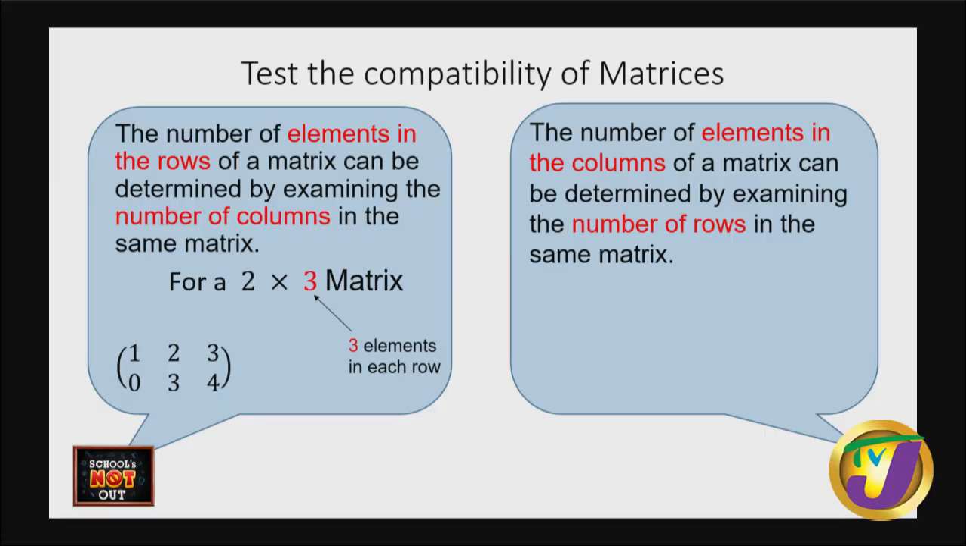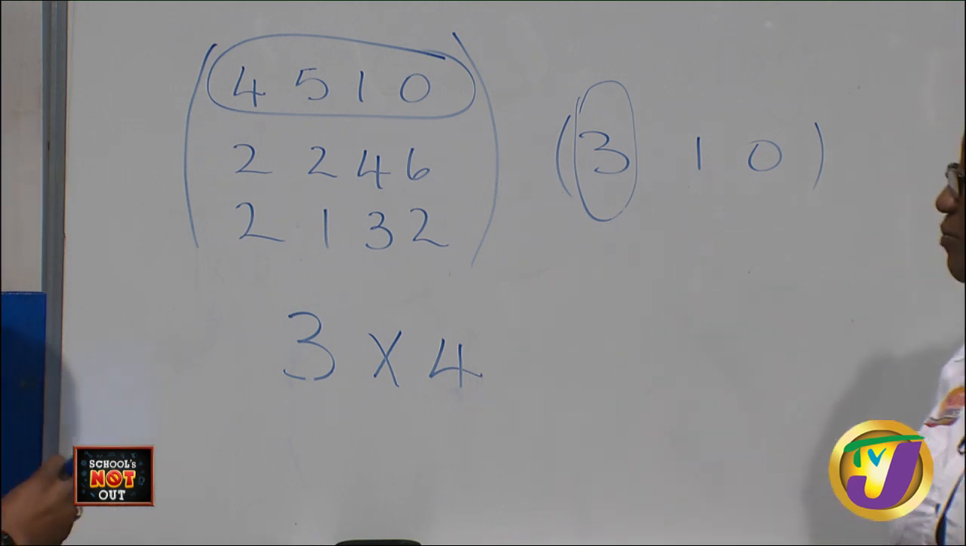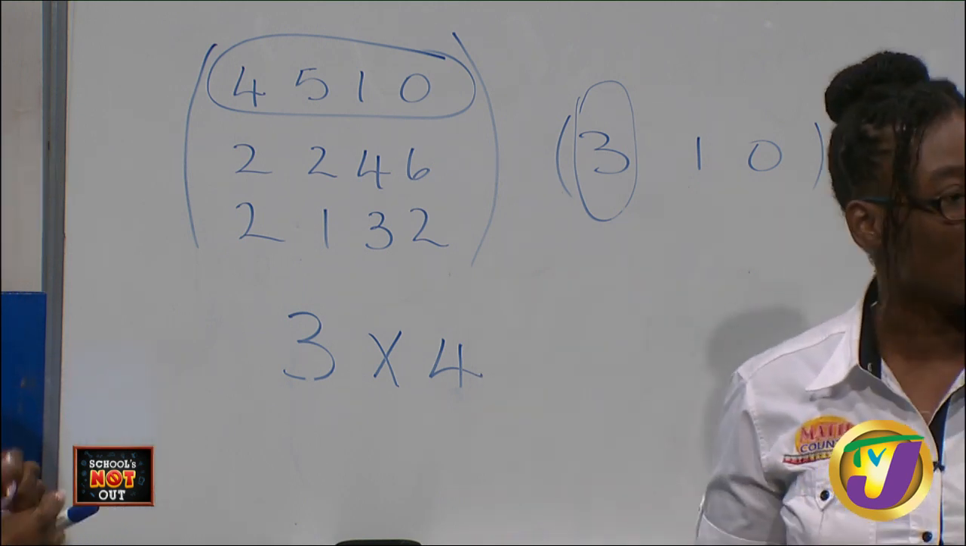Now let's look at this other part. The number of elements in the columns of a matrix can be determined by examining the number of rows in the same matrix. So let us look back at this 3 by 4 matrix.